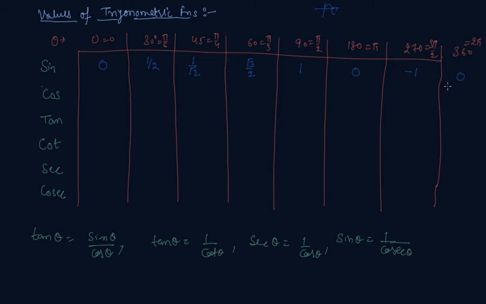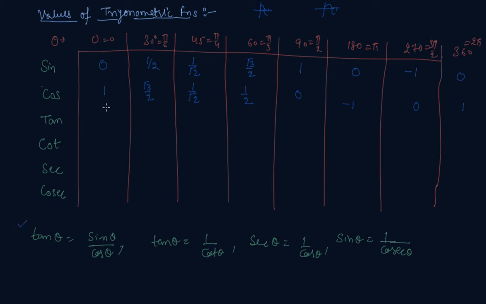Okay, now comes the cos part. This will be 1 here, root 3 by 2 here, cos 30 is root 3 by 2, this is 1 by root 2, this is half, this is 0, and cos 180. So student, the graph of cos is like this. It is 90 here, 180 here. So it is minus 1, 0, and again at 2 pi it is 1.